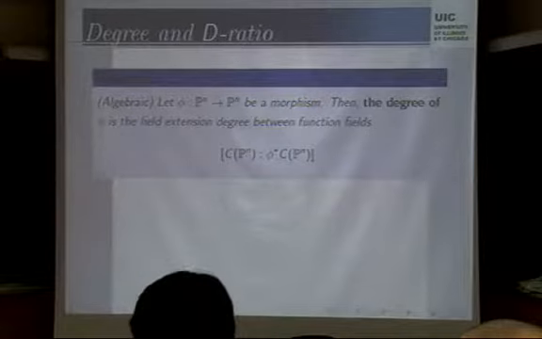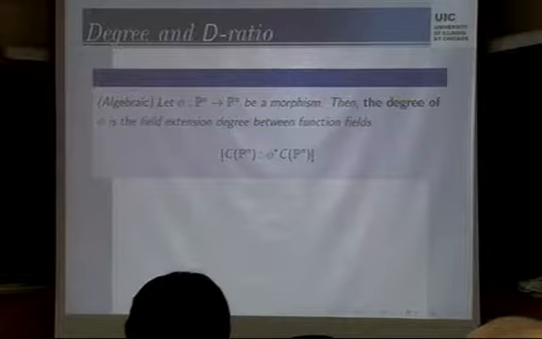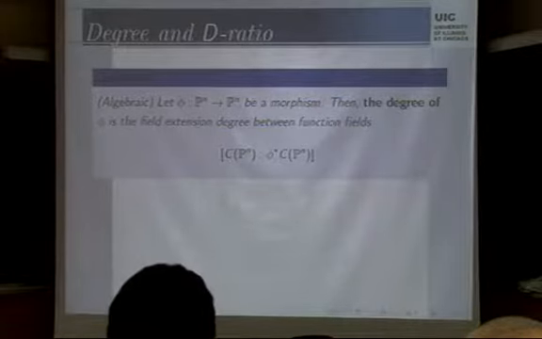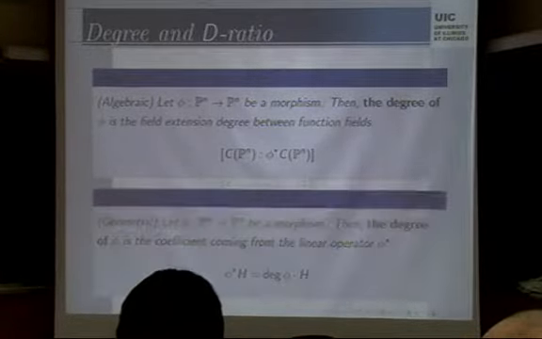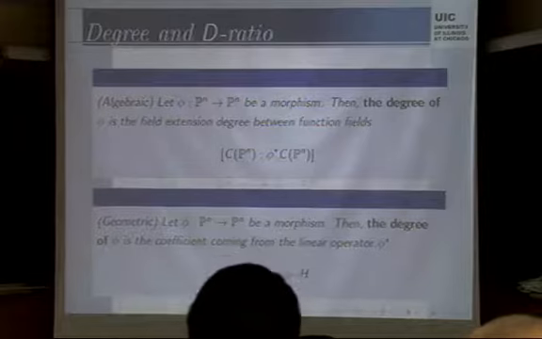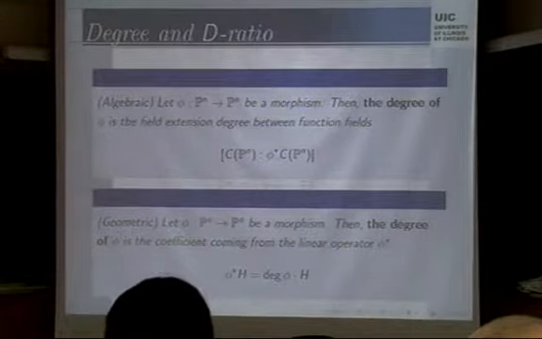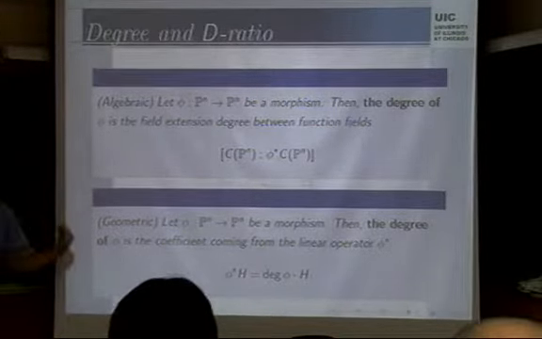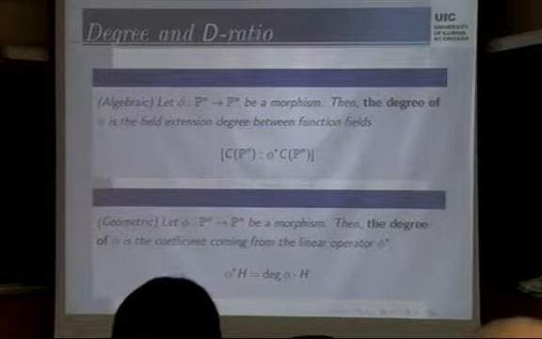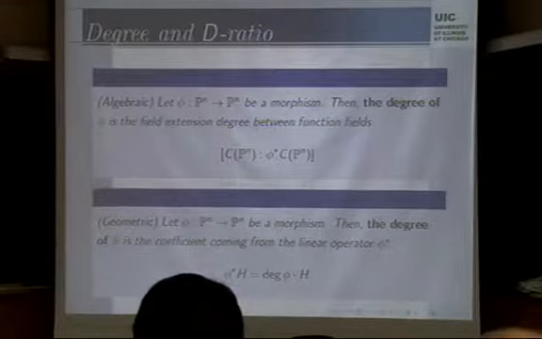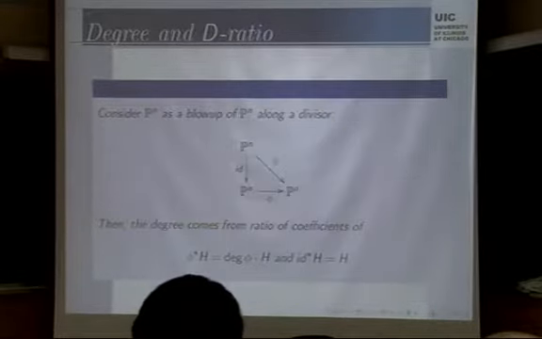To explain what happens in the morphism case, we should check the definition of degree. Actually, we usually define the morphism's degree as the field extension degree between function fields. However, geometrically, if we have a morphism of projective space, we might define the degree as a constant coming from the linear operator defined on the Picard group induced by the given morphism. So we have some picture like this.